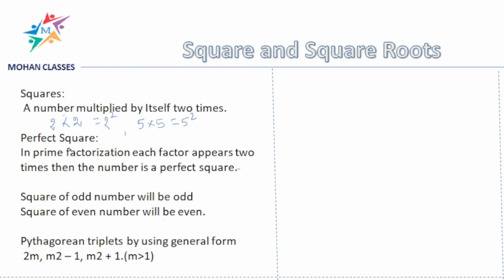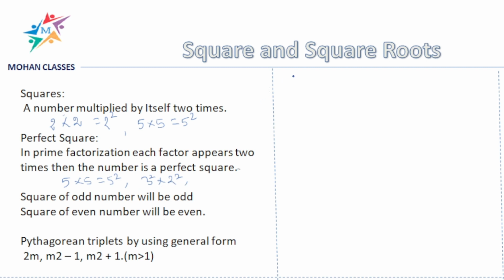What is a perfect square? Perfect square means that in prime factorization, each factor appears 2 times, then the number is a perfect square. Suppose you are factorizing the given number, you will get 5 into 5, that is equal to 5 square. Similarly, 3 square into 2 square, this is a perfect square.